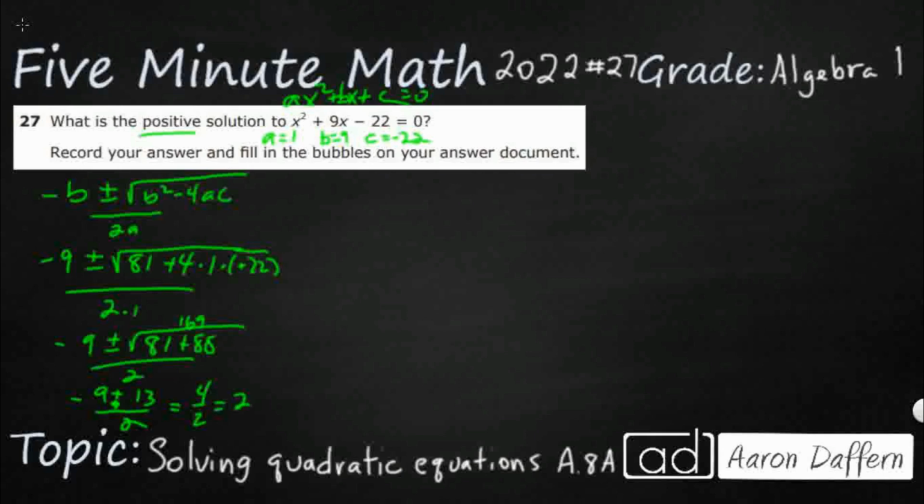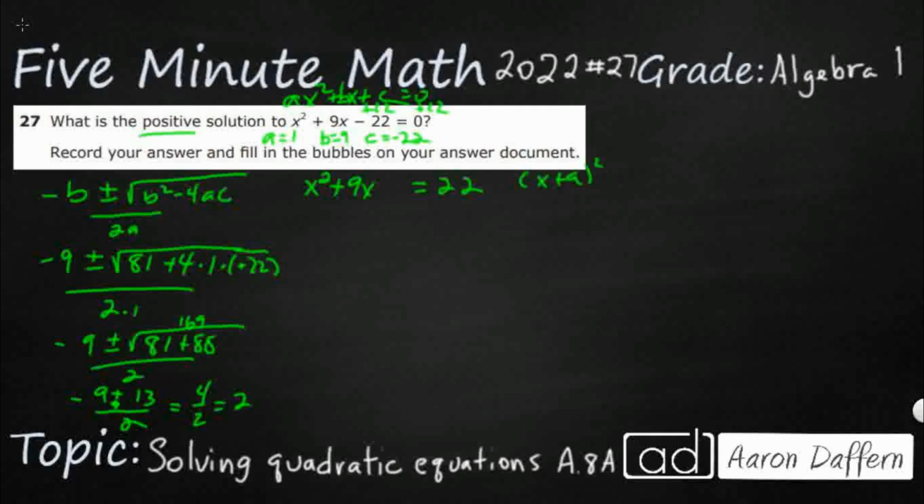Let's do completing the square. It's a little bit more difficult because this b term is odd, but we could still do it. So how do we do completing the square? Let's see, we're going to do x squared plus 9x equals 22. I'm just going to add 22 to both sides because I want to get that c term over to the right.